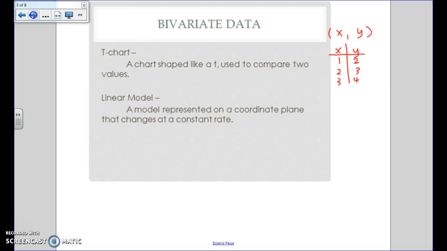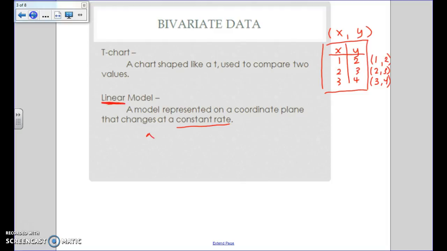So in our t-chart today, which is something that I know you're familiar with, instead of just thinking of them as 1 and 2, 2 and 3, 3 and 4, and looking for a pattern like that, we're actually going to graph them on a coordinate plane. This is the coordinate 1, 2, and the coordinate 2, 3, and the coordinate 3, 4. And we're going to look at what pattern it makes on the graph, on the coordinate plane. A linear model is a model that changes at a constant rate. That sounds kind of funny, but it changes at a constant rate, and I see the word line here.